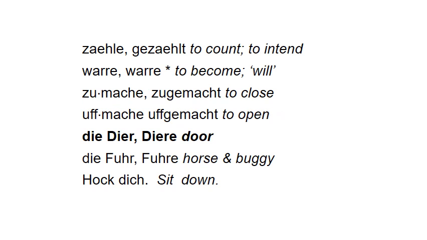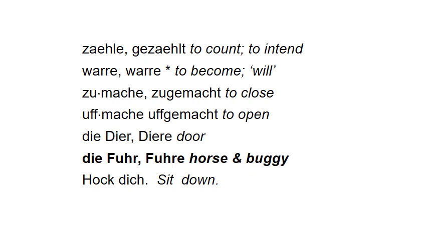The word for door is die Dier, Diere. Sometimes in some dialects this is pronounced der Dier. We're going to use die Dier, Diere. There are actually lots of words for horse and buggy with various nuances. So you could say Buggy for a buggy. You could also call it a Wagge, which means more like a wagon. You could call it a Dachwaggli, and that's like a covered wagon or a covered buggy. And another word for it is Fuhr. Fuhr technically means like the team of horses that pull the wagon or the buggy. But we'll have die Fuhr, Fuhre. You can see it's etymologically connected with that verb fahre, to drive. Die Fuhr, Fuhre, is a horse and buggy or a team of horses.